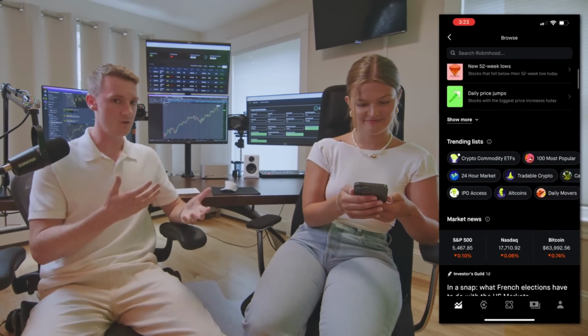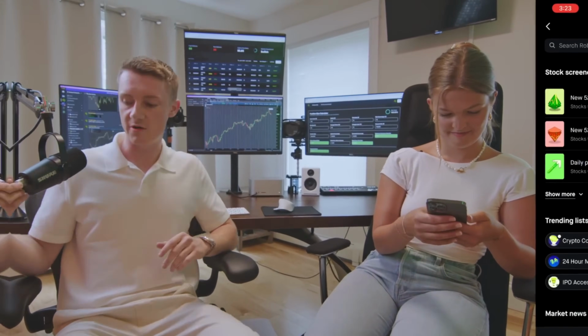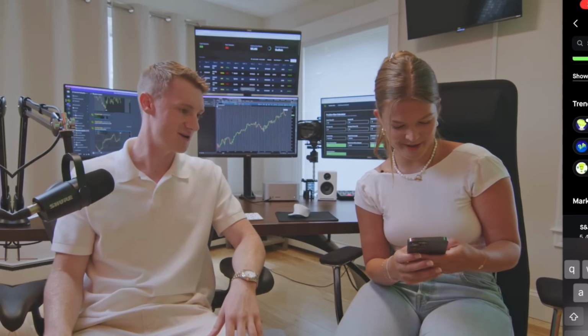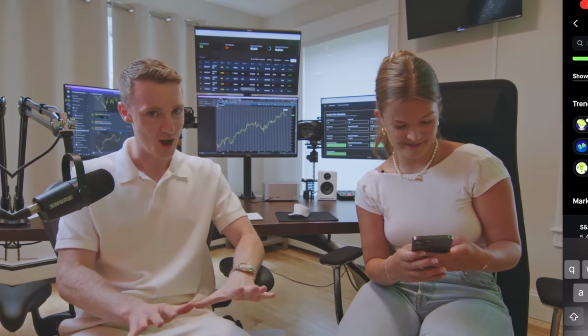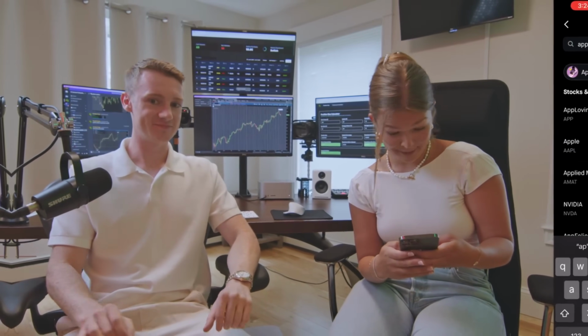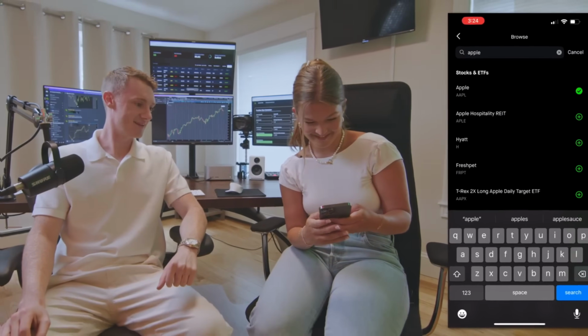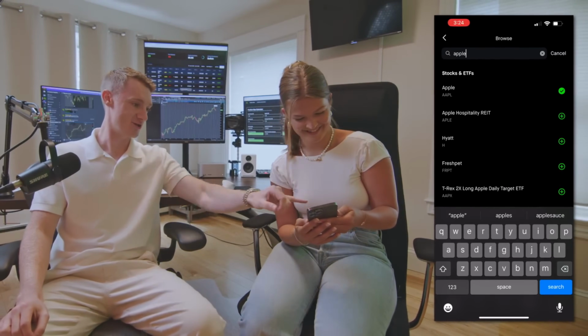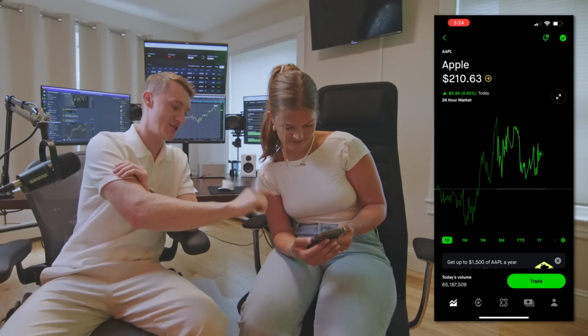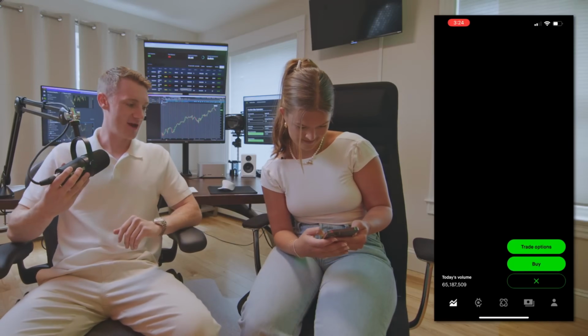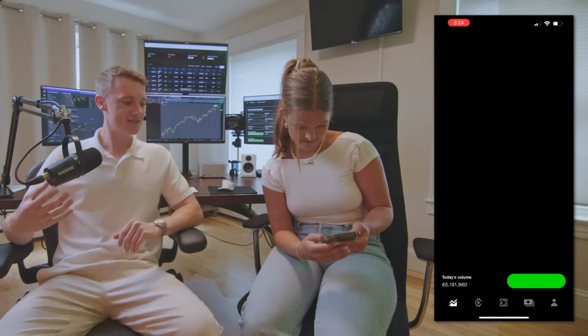So without knowing anything else, grab your phone and you can choose a company you want. You can choose Microsoft or you can choose another company, any company, it doesn't matter. Okay, I'll go, we're gonna buy some option contracts for Apple. Okay, great. And then you click on Apple. Now, what you're gonna do is hit trade. Okay, and then trade options.